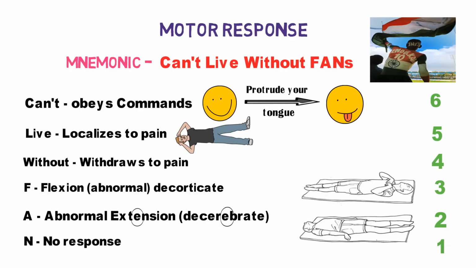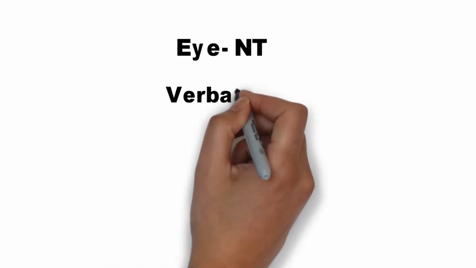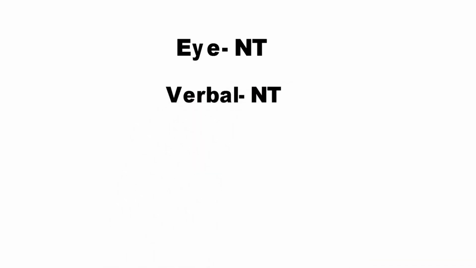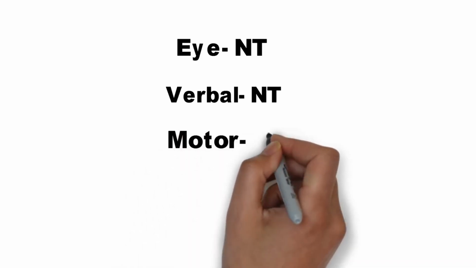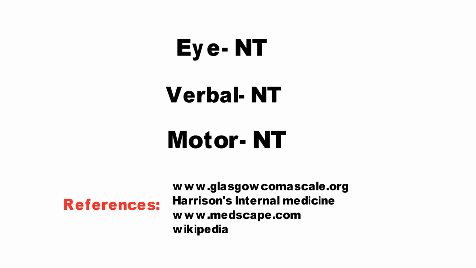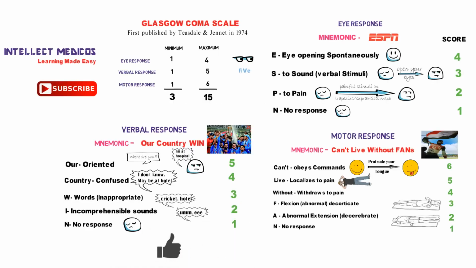After assessing the patient, you have to sum up the scores of all 3 responses. That will be the GCS score out of 15. If there occurs some local factors which interfere with eye opening, then eye response is noted as not testable. If patient can't verbalize, like if intubated or tracheostomized, then verbal response is noted as not testable. Or if patient is paralyzed due to some reasons, then motor response can't be tested and noted as not testable. This is all about Glasgow Coma scale.